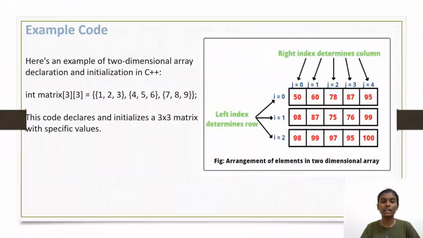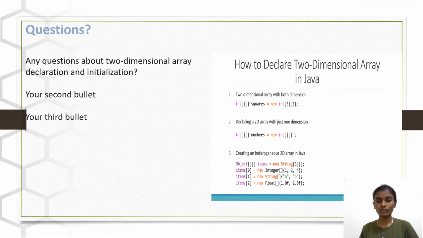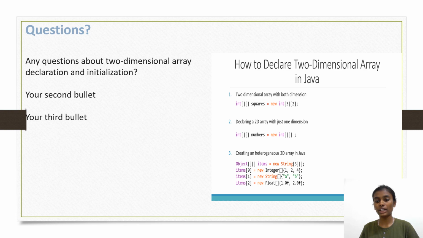Example of code declaration: here is an example of two-dimensional array declaration and initialization in C++. int matrix[3][3] = {{1, 2, 3}, {4, 5, 6}, {7, 8, 9}}. This code declares and initializes a 3 by 3 matrix with specific values. The right index determines the column: j equals 0, j equals 1, j equals 2, and so on. The left index determines the row: i equals 0, i equals 1, i equals 2. This is how to declare a two-dimensional array in Java.